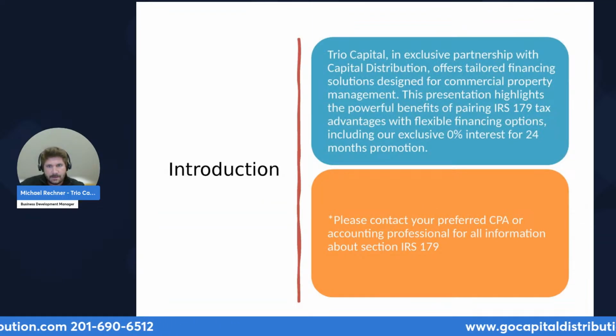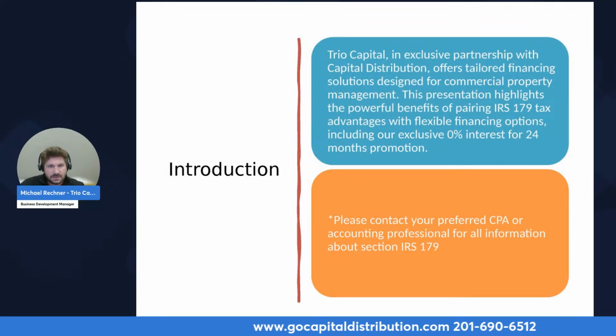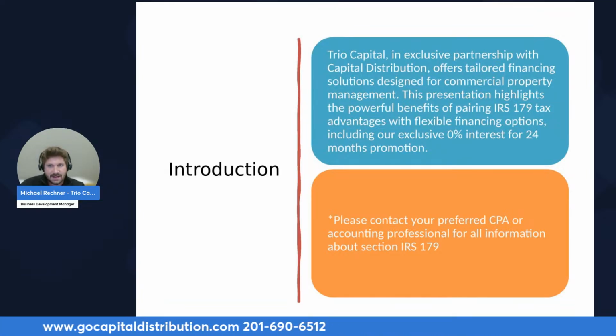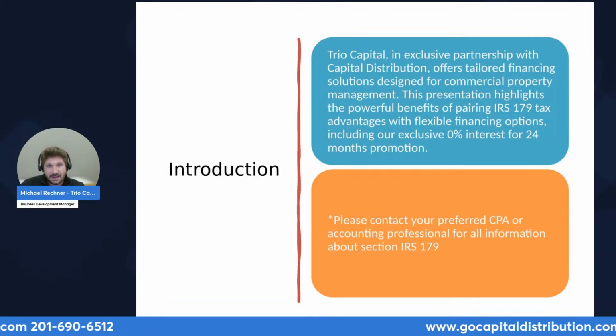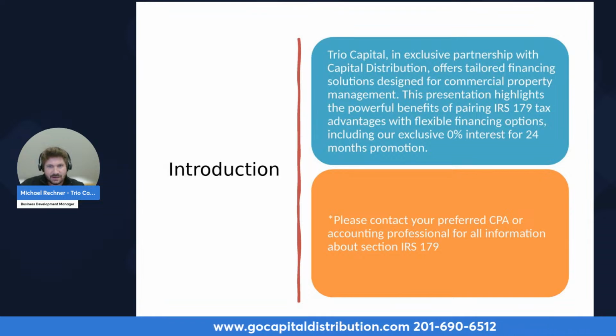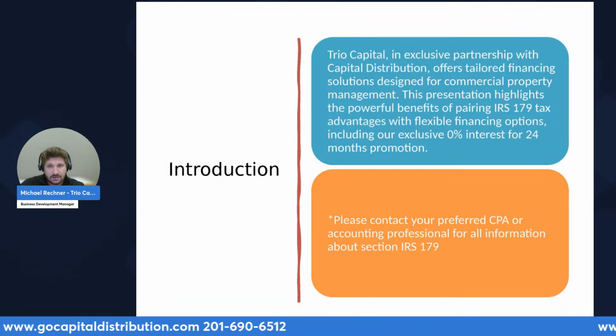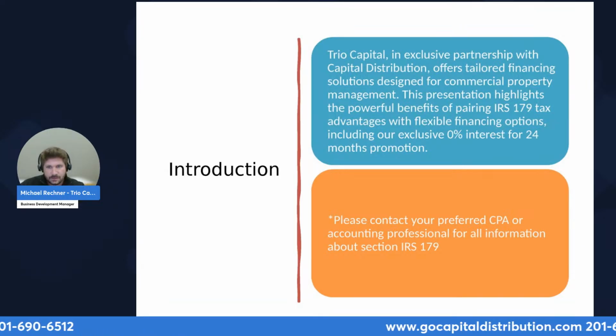Okay. And so, a little introduction. Trio Capital, an exclusive partnership with Capital Distribution, offers tailored financing solutions designed for commercial property management. This presentation highlights the powerful benefits of pairing IRS 179 tax advantages with flexible financing options, including our exclusive 0% interest for 24 months promotion.